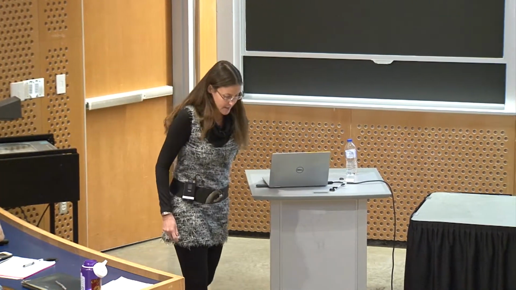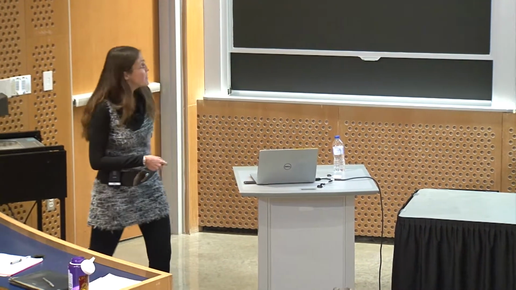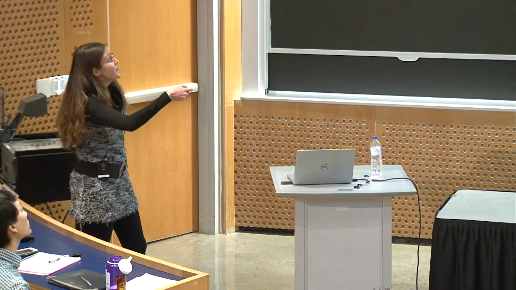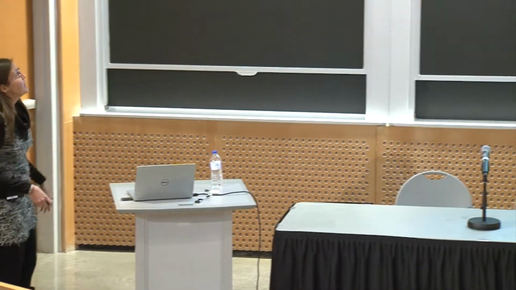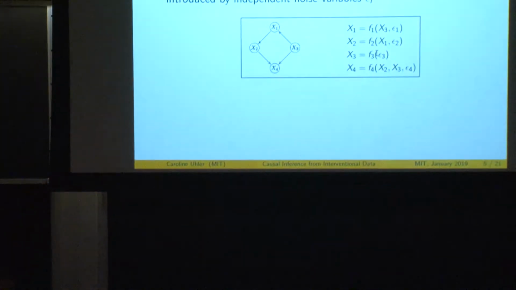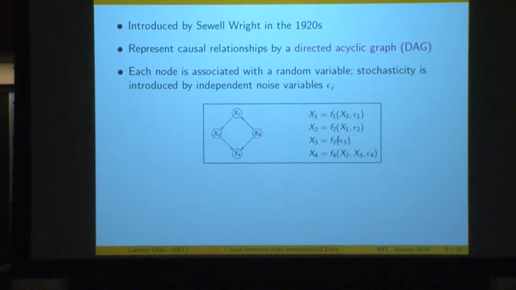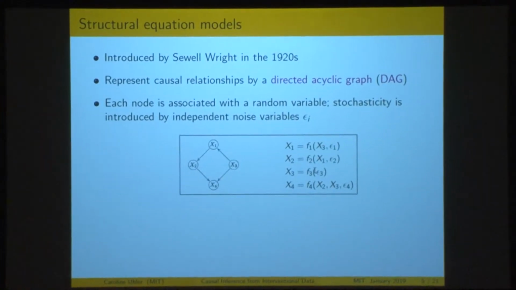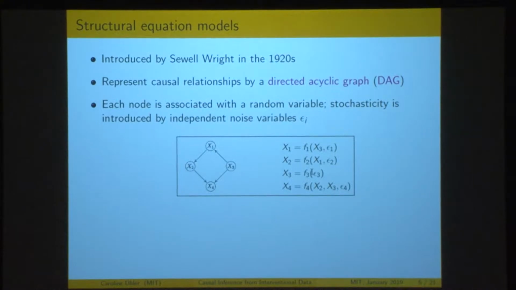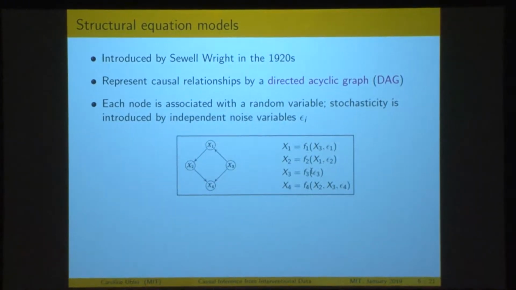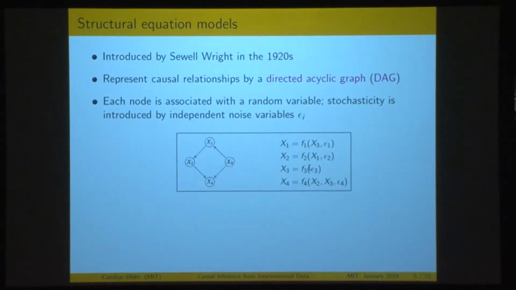Okay, so let me set up the statistical framework that we're going to use. So as I said, it is structural equation models that were already introduced in the 1920s. So since I'm talking about modeling causality, you can never cause something in the past. So here we will assume that it is a directed acyclic graph. Okay, so your underlying causal structure can be modeled as a directed acyclic graph.